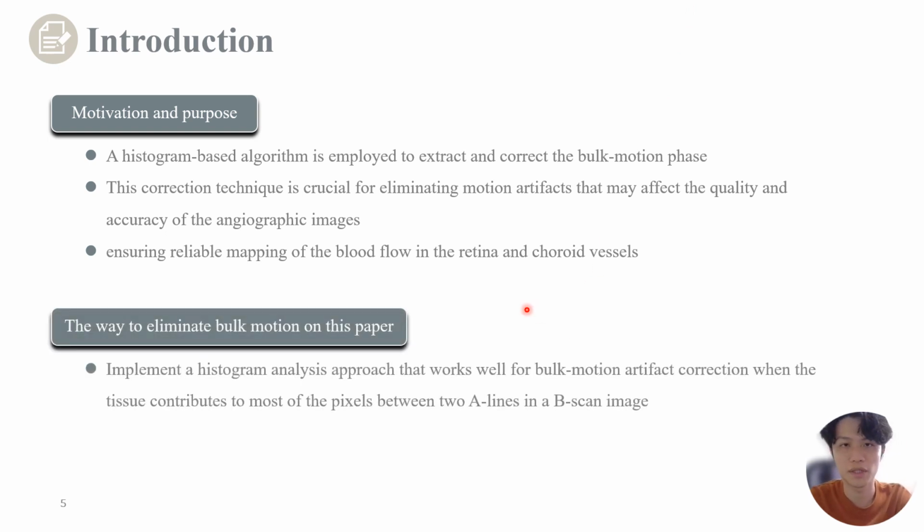And as a way to eliminate bulk motion, this paper implements a histogram analysis approach that works well for bulk motion artifact correction when the tissue contributes to most of the pixels between two A lines in a B-scan image. This will be explained in more detail in a later slide.